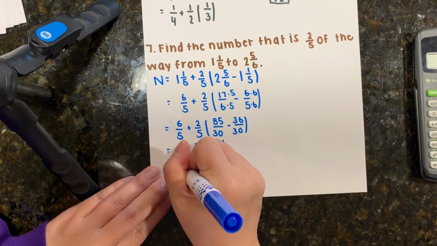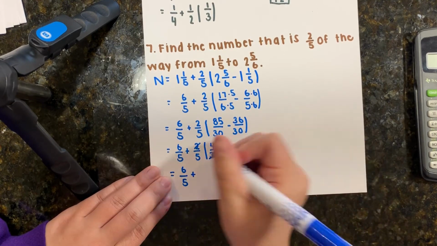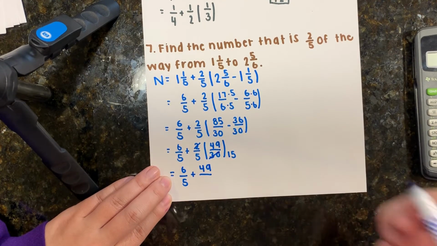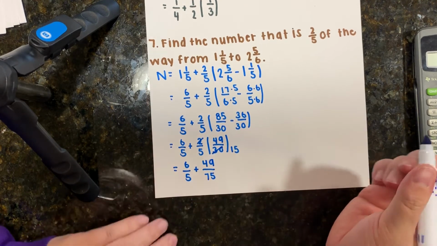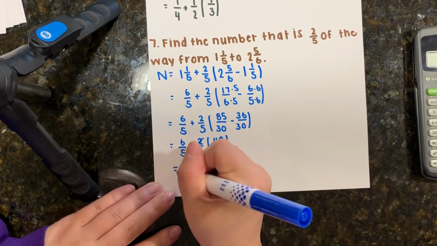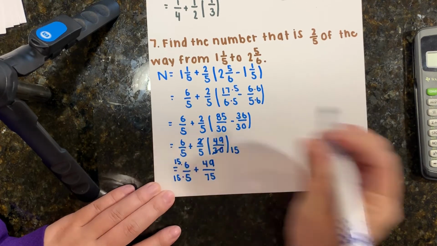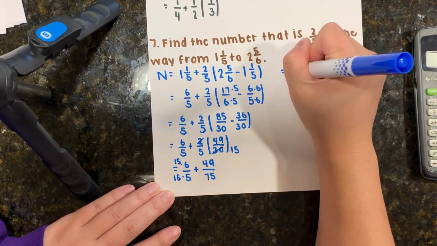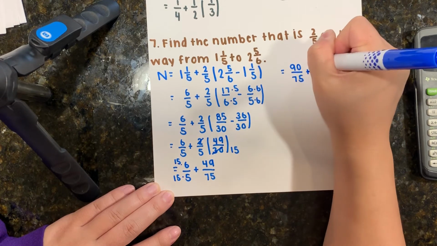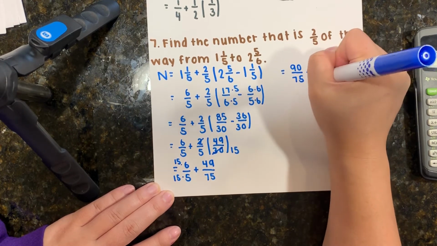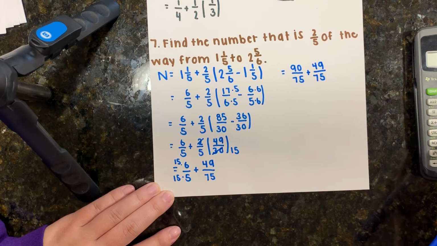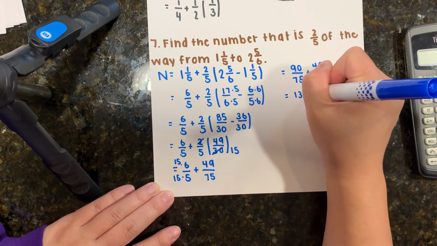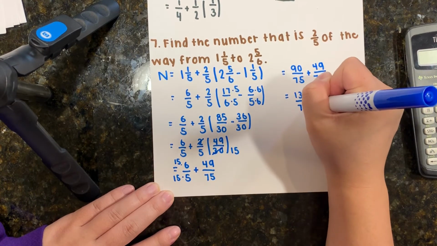So now I have 6/5 plus 49/15 times 5, 75. Again, you do need to make a common denominator, so I'm going to multiply this one by 15. And 15 times 6 is going to give us 90/75 plus 49/75. And that would give me a result of 139/75.